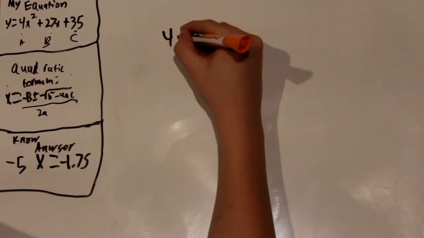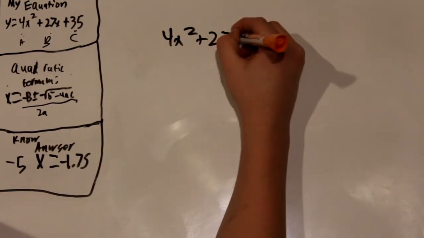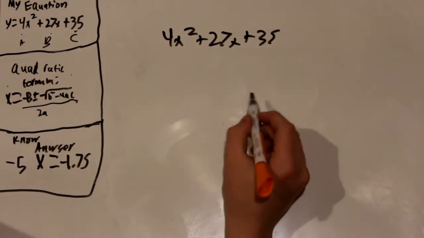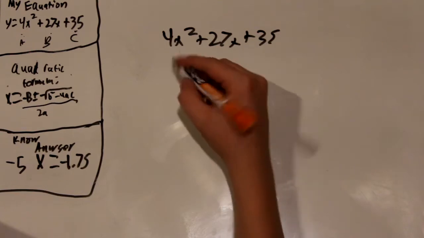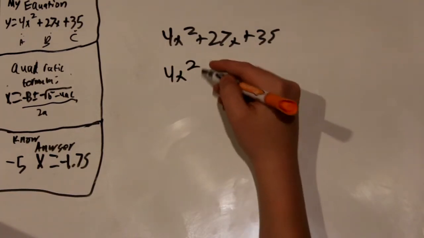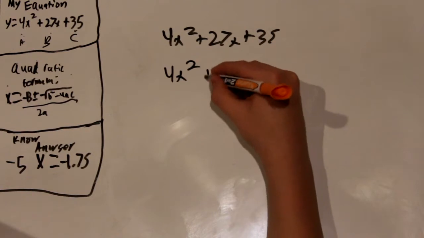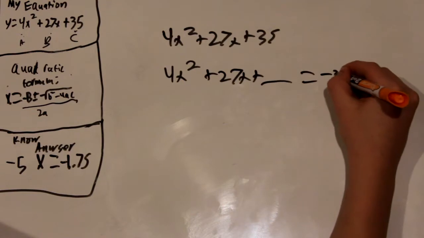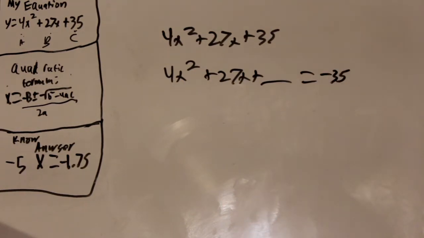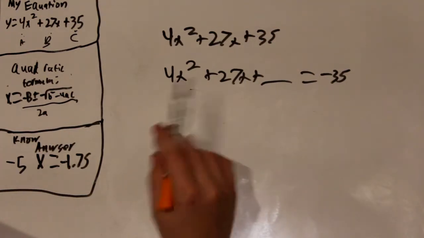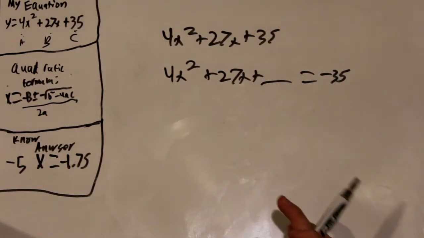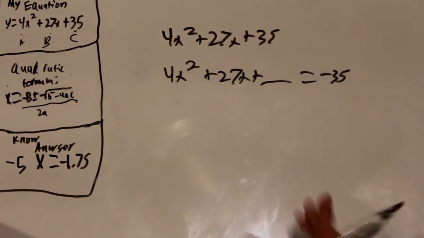Okay, so we are going to start out with 4x squared plus 27x plus 35. To complete the square, we have to open up a space right here, and we also have to have something on the other side of the equal sign. So I will do 4x squared plus 27x plus something else equals negative 35. So now we have to get rid of that hideous 4. So we're going to divide everything by 4.